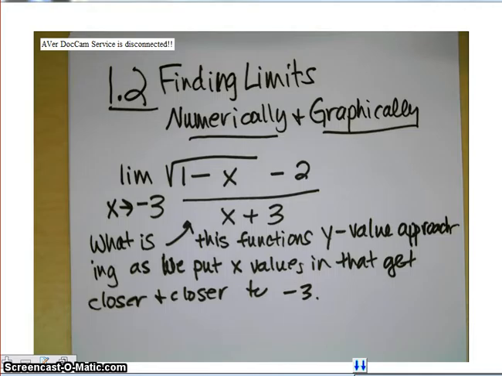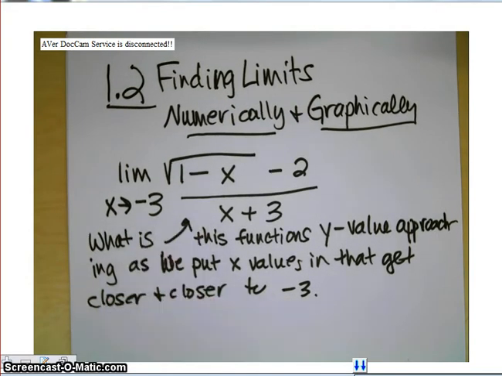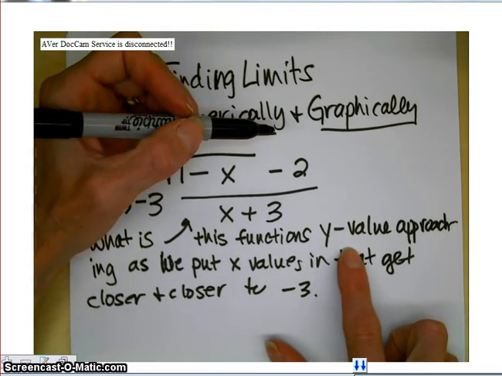Whether they give you a graph or a function, it's the same statement. You're just changing maybe closer and closer. That number can change and the function can change. But when we put numbers into a function, it's a y value that we're getting out.